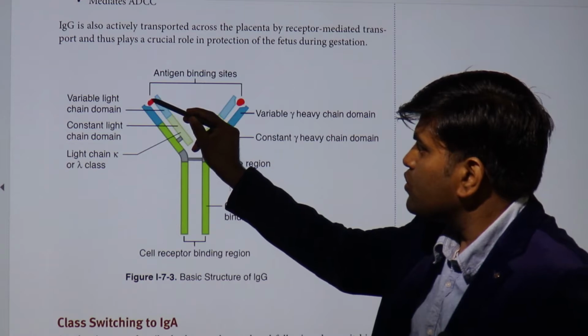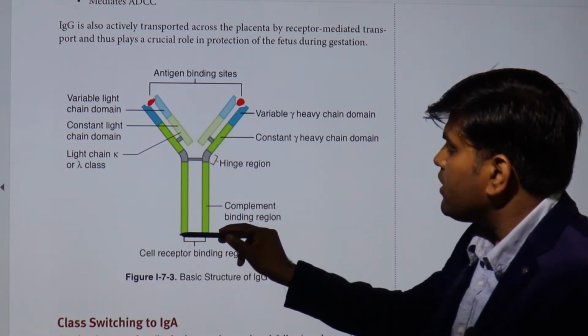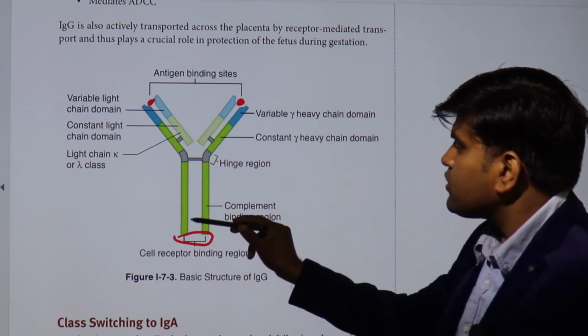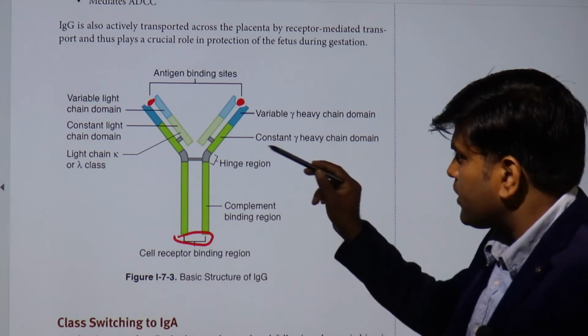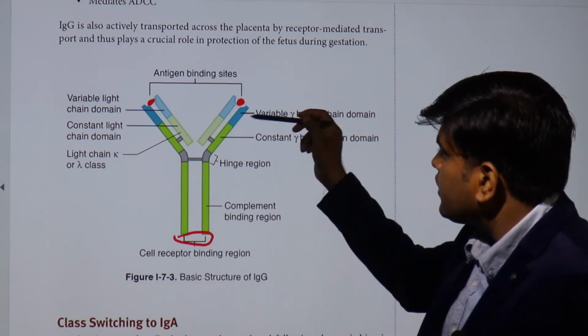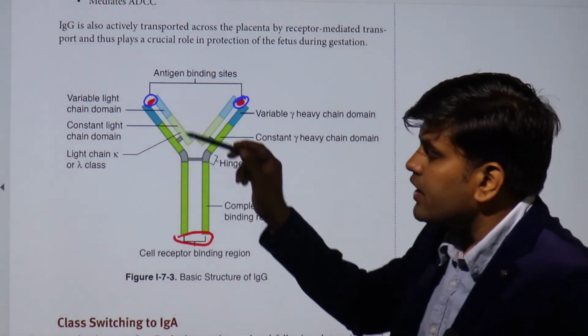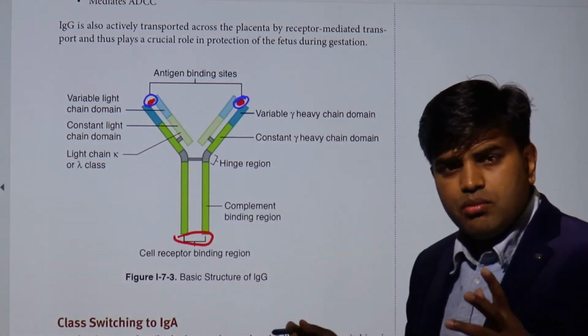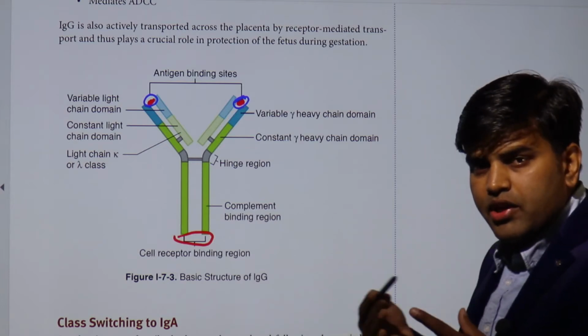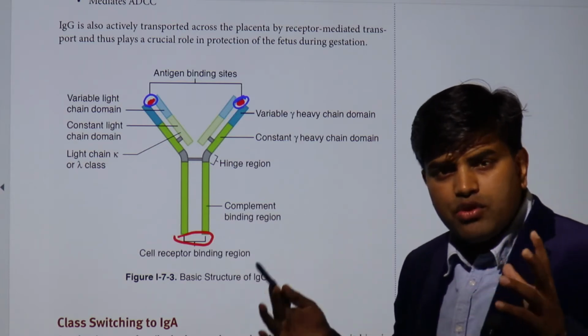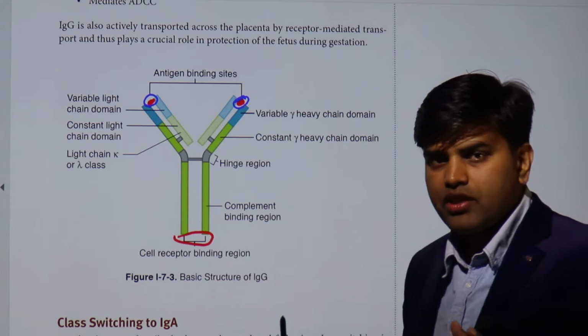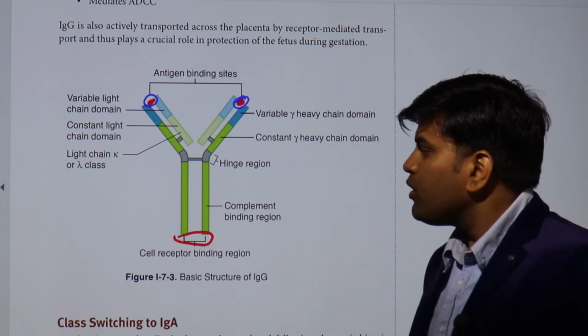This other portion is where complement gets activated, opsonization occurs, or other things occur, but the antigen binds in the variable portion. It can change its structure through variable combinations and bind to the variety of antigens present in the environment that will attack your body.